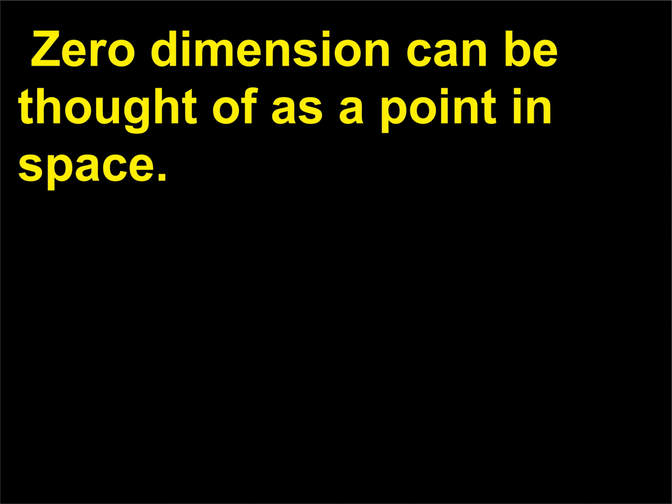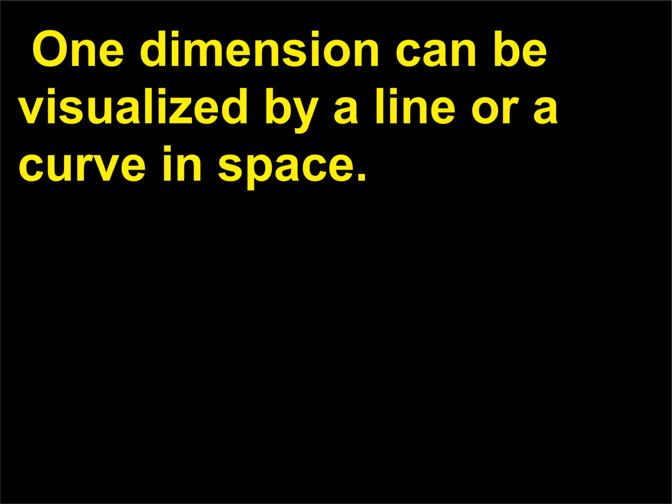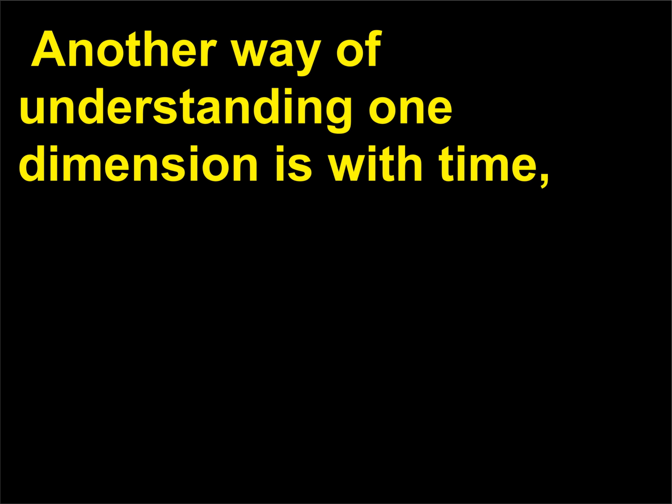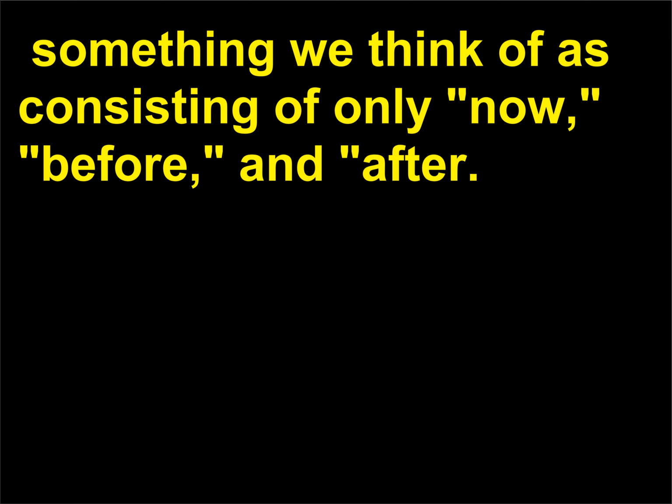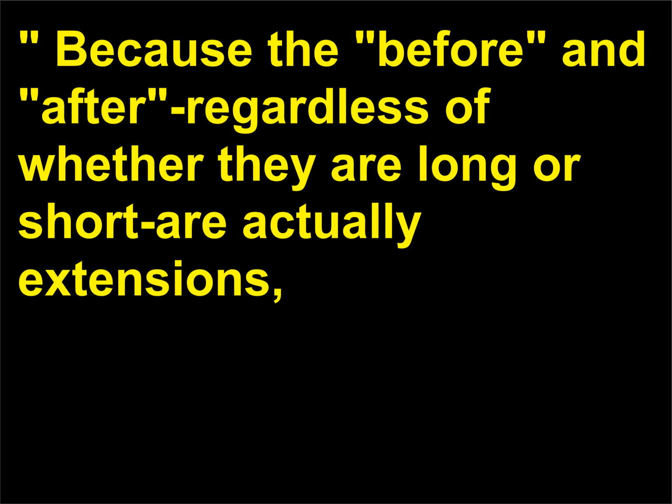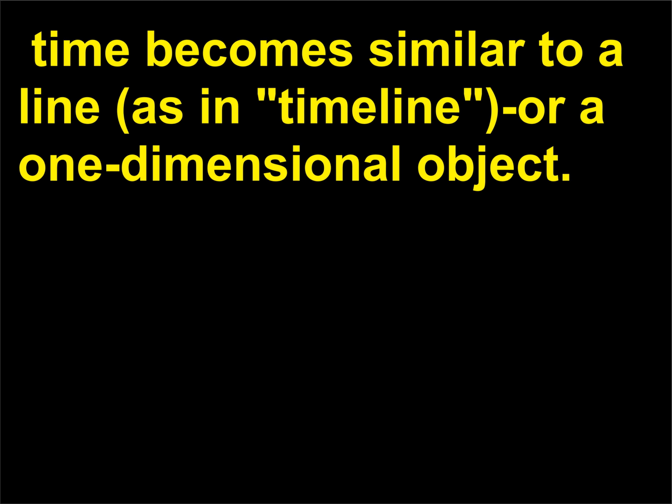Zero dimension can be thought of as a point in space. One dimension can be visualized by a line or a curve in space. Another way of understanding one dimension is with time, something we think of as consisting of only now, before, and after. Because the before and after, regardless of whether they are long or short, are actually extensions, time becomes similar to a line, as in timeline, or a one-dimensional object.